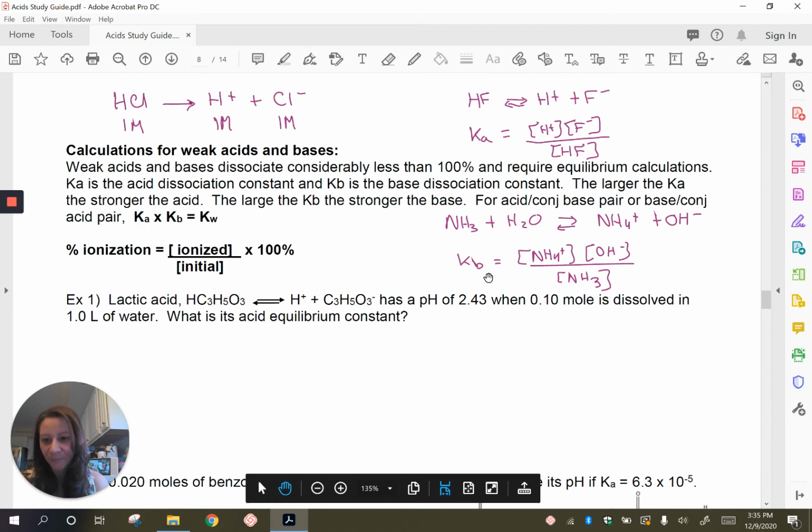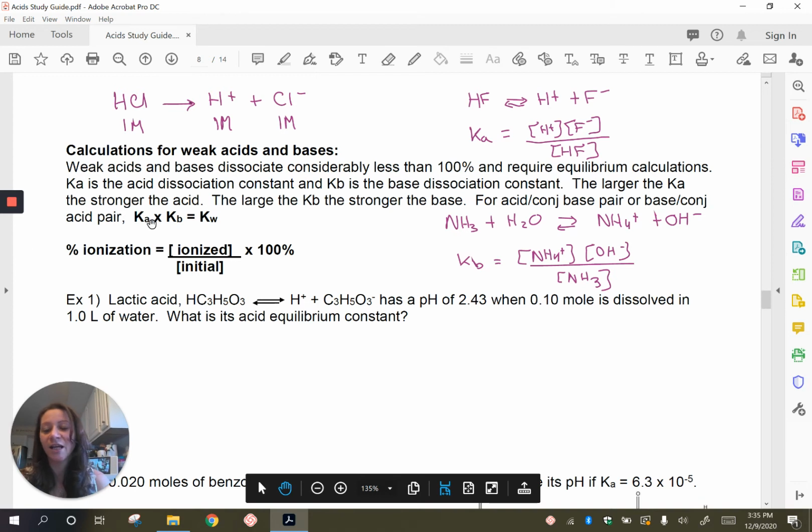Same thing with Kb. So the higher the Kb value, that means I have more products, and so I have more ions. And so the higher the Kb value, the stronger the base, the higher the percentage of ionization for that base. So Ka and Kb values tell us about the strength of these acids and bases.